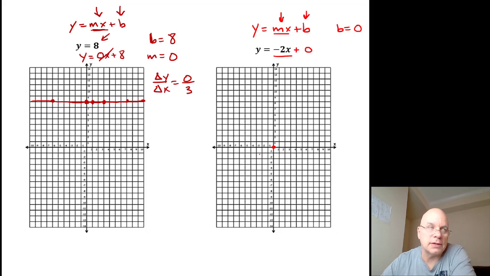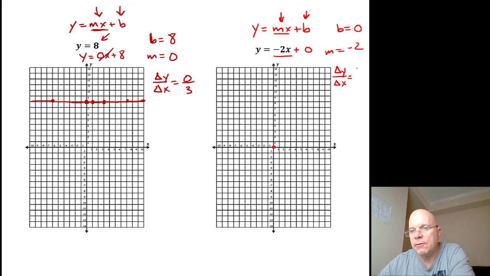Linear equations that are also proportional will cross the y-intercept at the origin. And so m is the number being multiplied by x, the coefficient of the variable term, so m is negative 2. And when we write the slope m as a change in y over a change in x, we write it as a ratio of negative 2 over 1, because negative 2 divided by 1 is negative 2.